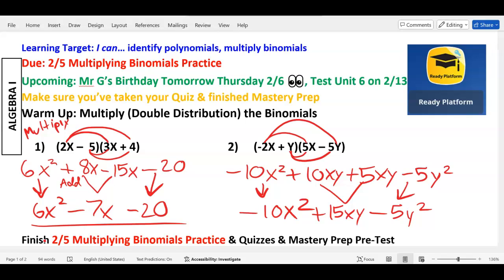Okay? So like our notes yesterday, this is our double distribution way. You can use any of those three methods we went over. Okay, if you like the box method, similar to this, put it in a box. Okay, have out those notes.